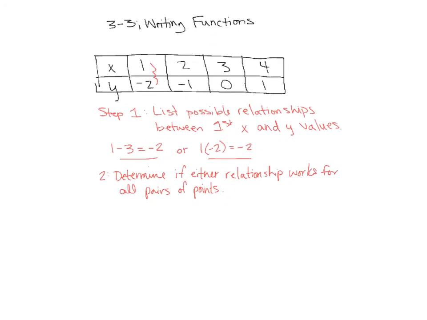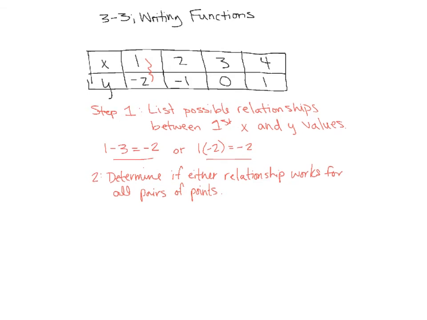So we're going to determine if either 1 minus 3 works, or if we subtract 3 from every x, if that works, or if we multiply every x by negative 2, if that's going to give us our y. Okay? So we're going to take each set of points, and we're going to start with our first relationship, which is where we subtract 3 from every x point. So this is our x point, this is our y point, all right?